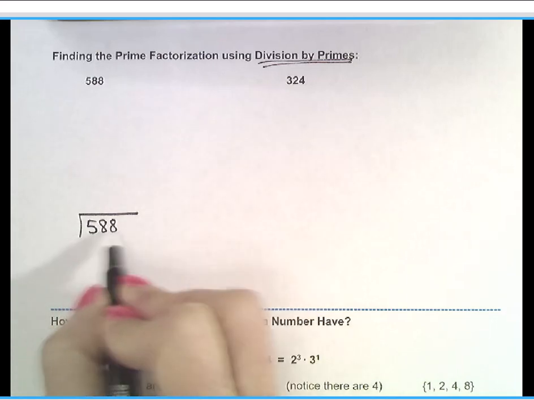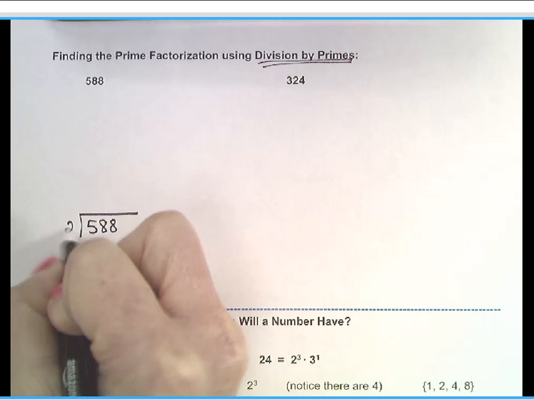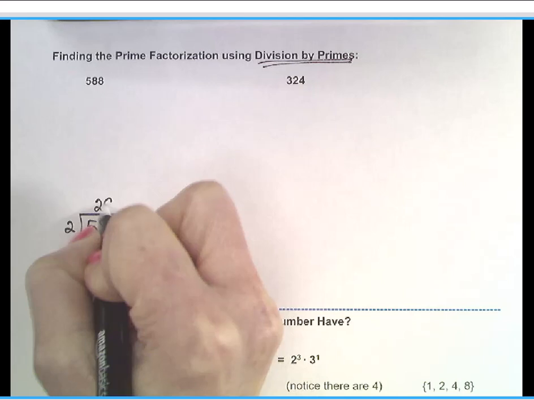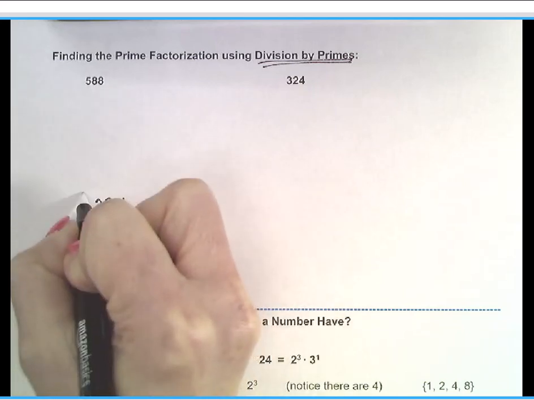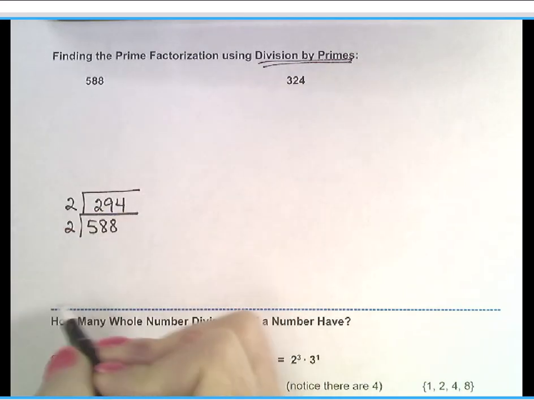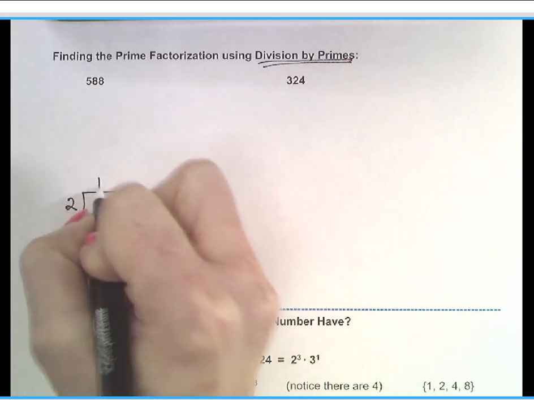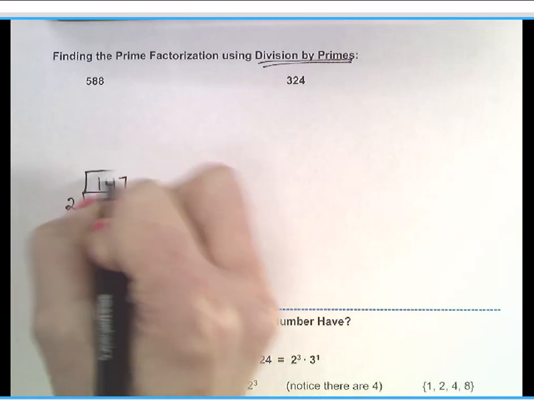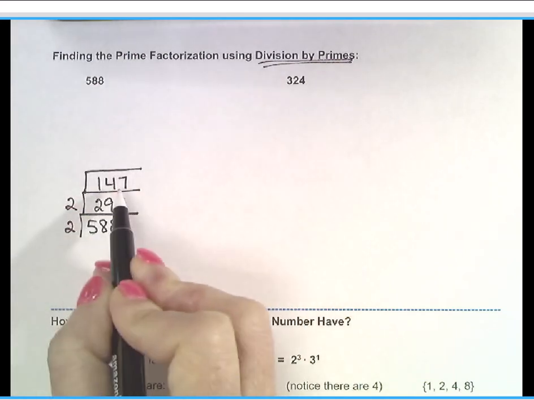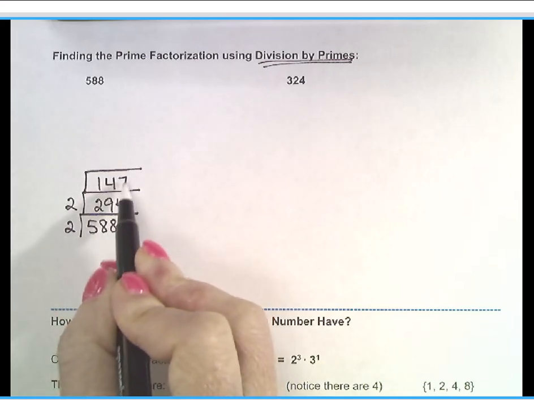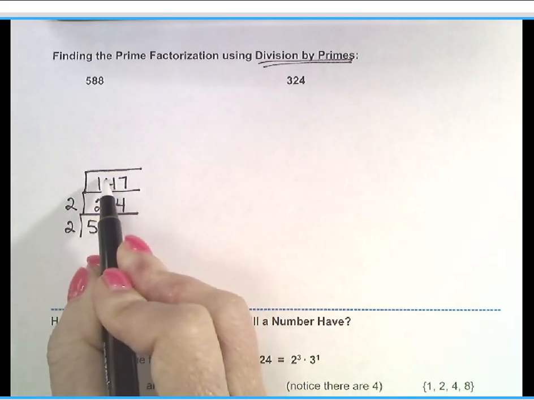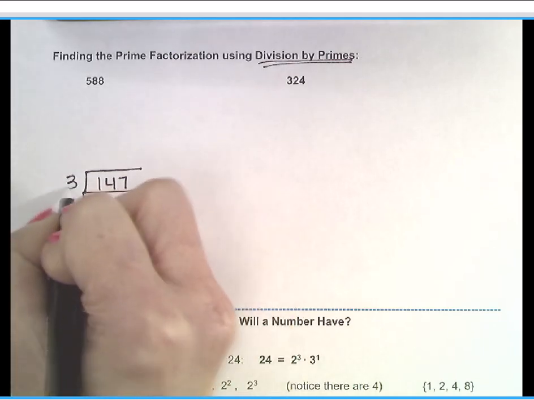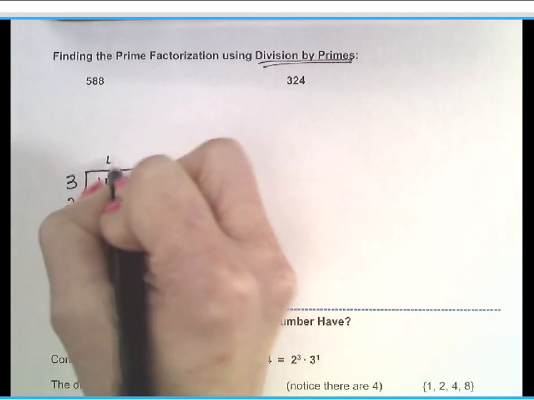So I see that 588 is even, so I'll divide by 2. And if you divide it by 2, you will get 294. And then we're going to divide again. I know that's even. I'll divide by 2 again. If you divide by 2, you get 147. Well, that's not even, so I know I can't divide by 2. I wonder if I could divide by 3. Let's see. Let's add up the digits. 7, 8, 9, 10, 11, 12. So that sum is 12, so I know 3 will divide into it. If you divide 3 in there, you're going to get 49.